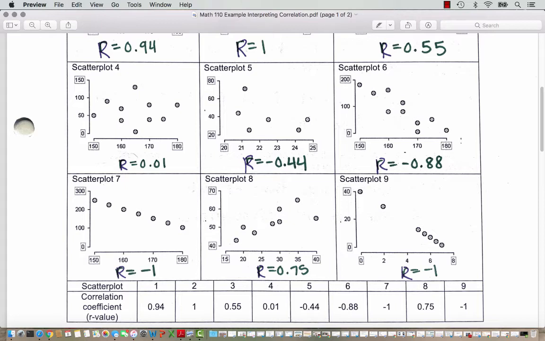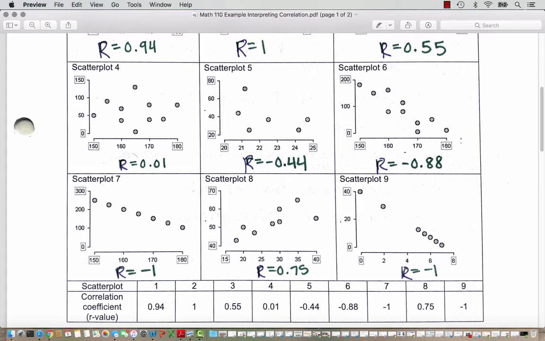Scatterplot 8, the association seems to be positive, but it's not a perfect fit to a line, so we're expecting a value between 0 and 1, closer to positive 1 than to 0. And we see here the correlation is 0.75. So that matches what we've seen, positive association, but not a perfect fit to a line.